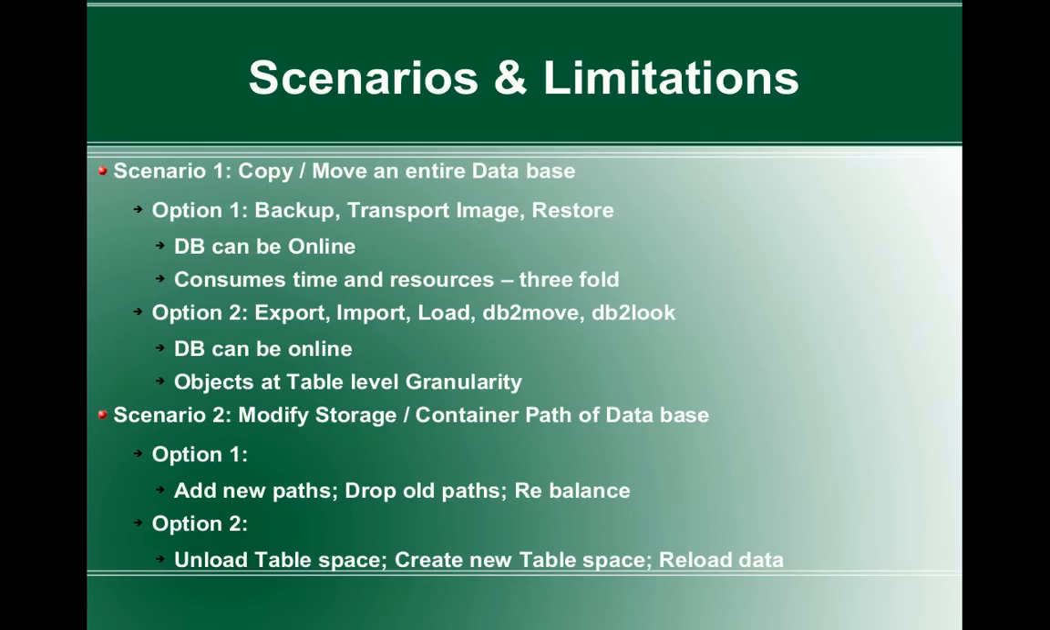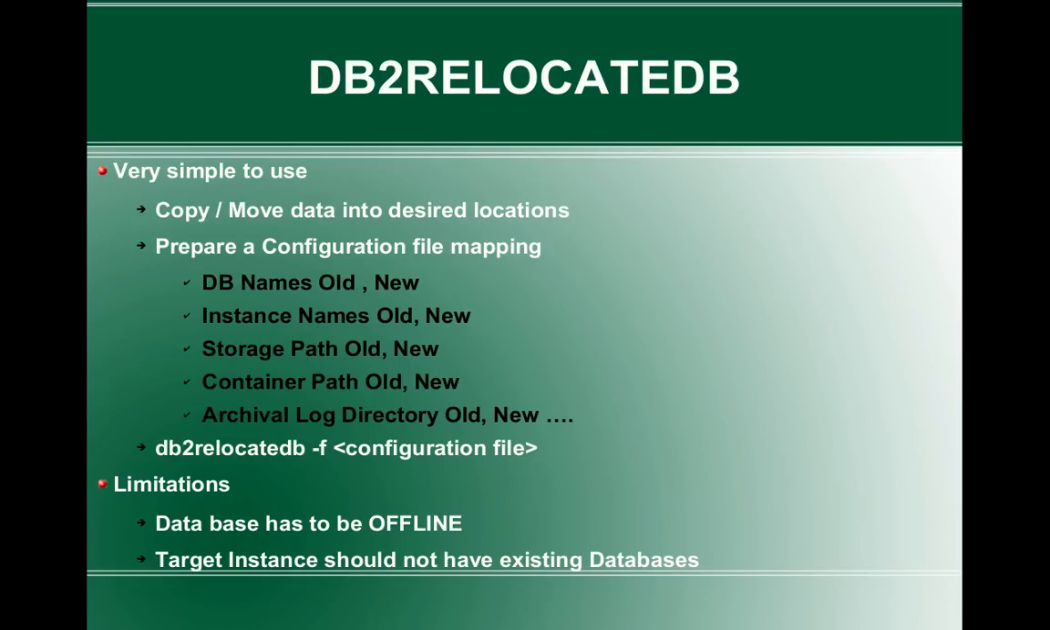How scenario 1 and scenario 2 can be addressed using the Relocate DB utility is what we are going to see. The DB2 Relocate DB utility is very simple to use, but it contains the highlighted 3 steps. The first step is to copy or move data into the desired locations, which means that the DB2 Relocate DB utility will not actually move or copy the data for you. It is like an external thing. You have to move or copy the data into the desired locations.